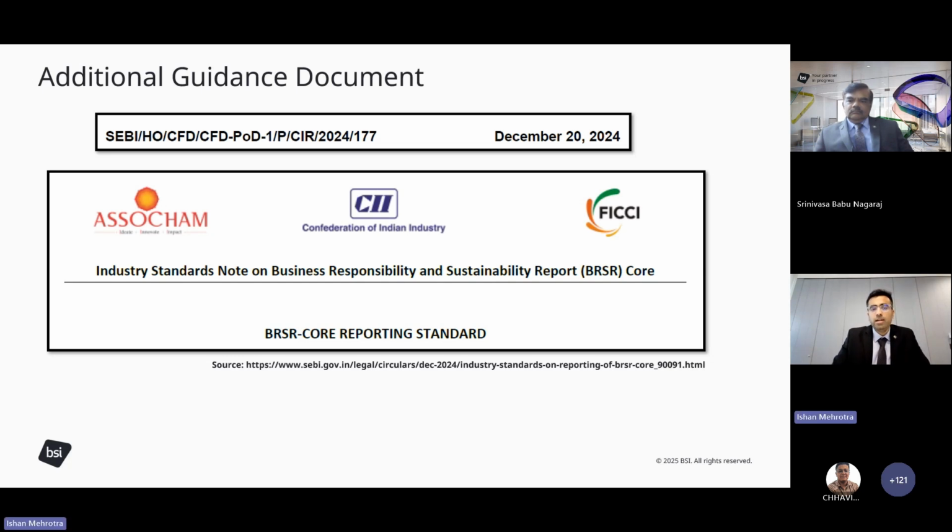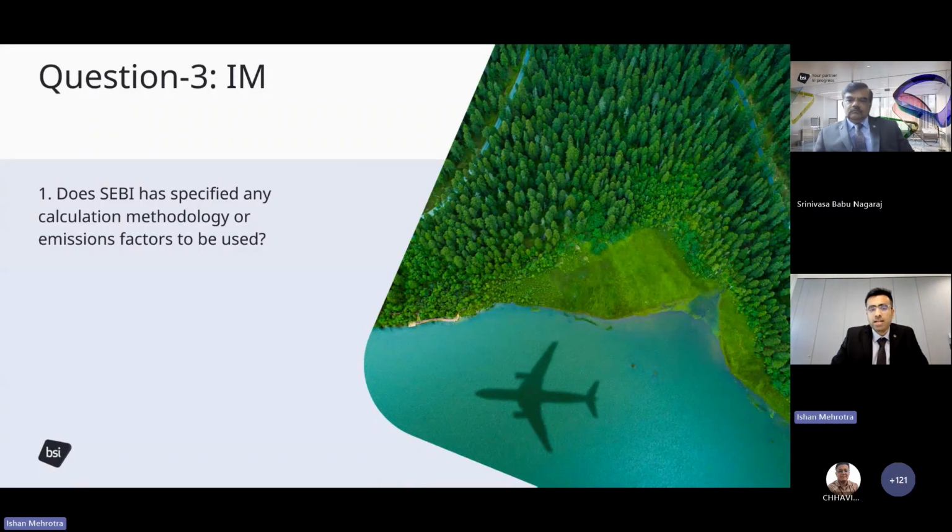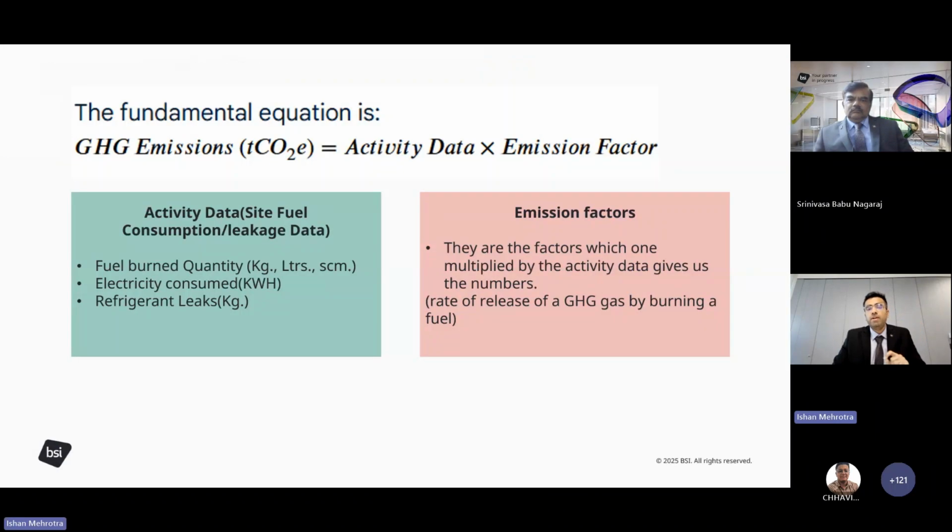Taking this ahead, there's an important thing to understand. Has SEBI specified any calculation methodology or emission factors to be used? This should be answered by first understanding the fundamental equation for calculating GHG emissions: activity data into emission factor. Now, what is activity data? It is nothing but the fuel that you are consuming at your site, the refrigerant leakage data, the fuel burned quantity in kg, liters, SCM, the consumed electricity, the refrigerant leaks. These become your activity data.